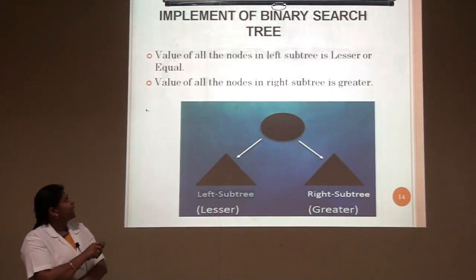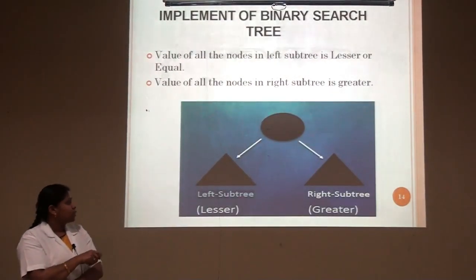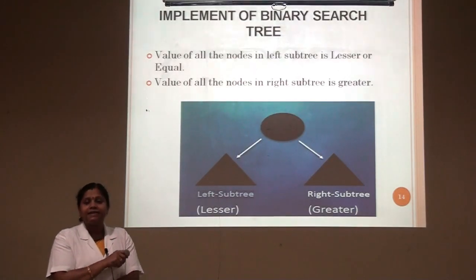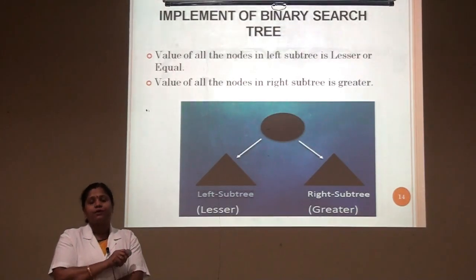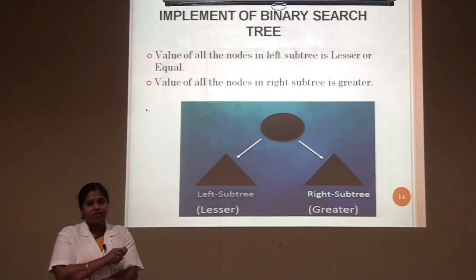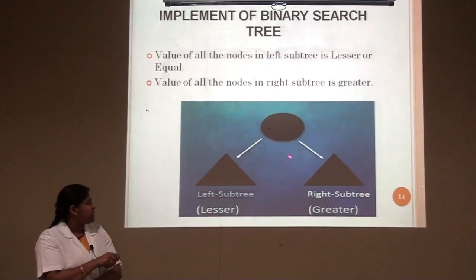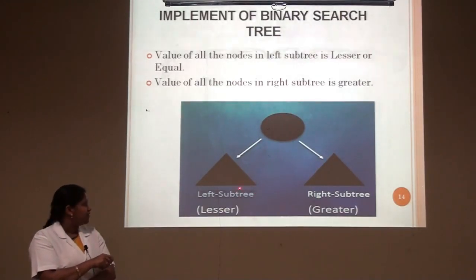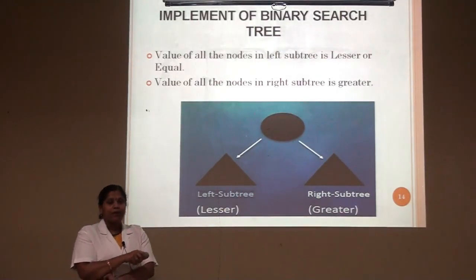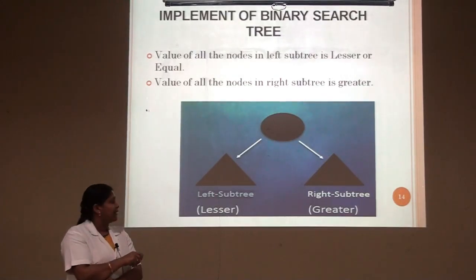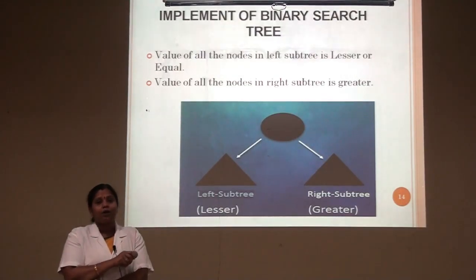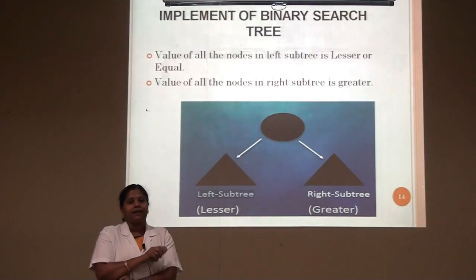Then implementation of binary search tree. So what is called a binary search tree? It's another kind of binary tree. Look at this picture. This is a root node, this is a left subtree and this is a right subtree. In a binary search tree, the key values are compared. Based on the key values of the nodes, the tree is organized.